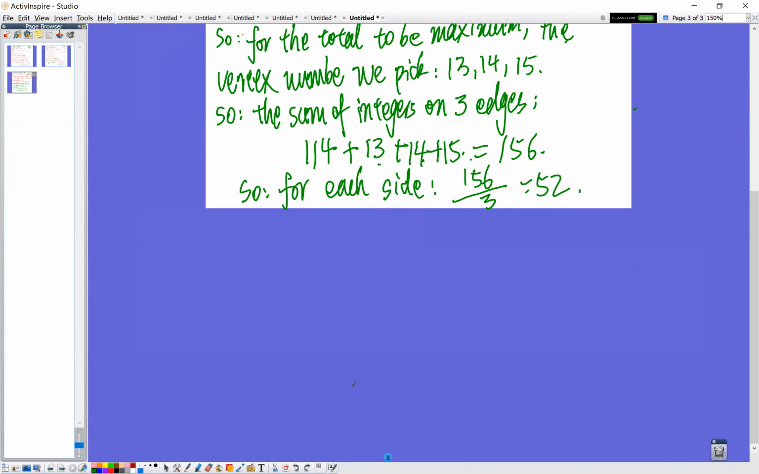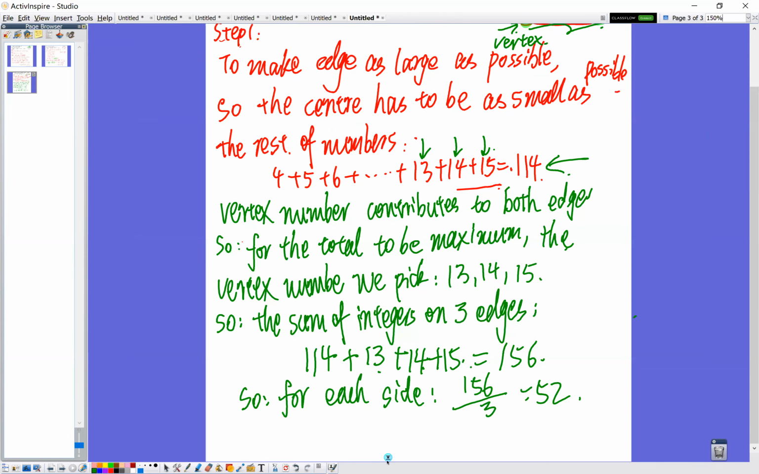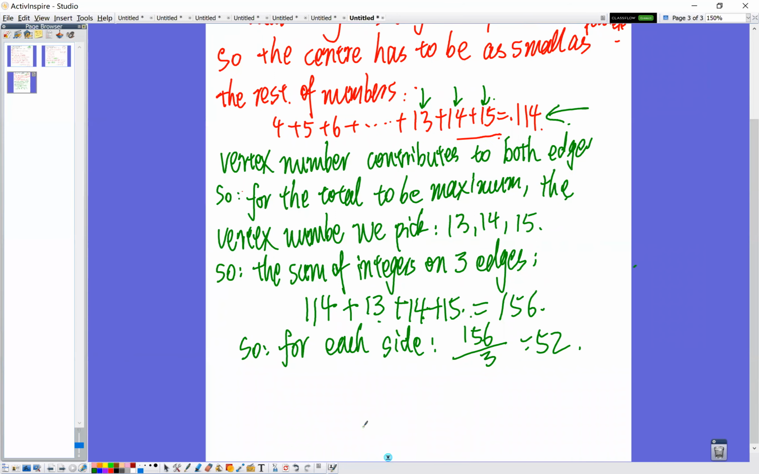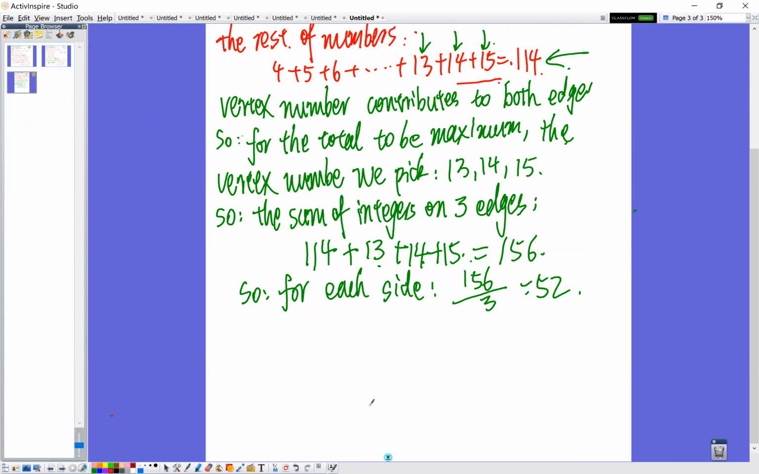So, for example, the numbers we can have are like this: 13, 12, 11, could be 8, 1, 7, 5, 2, 3, 6, 14, 4, 9, 10, 15. This is one of the possible answers. Could there be more? Yeah, there could be more.